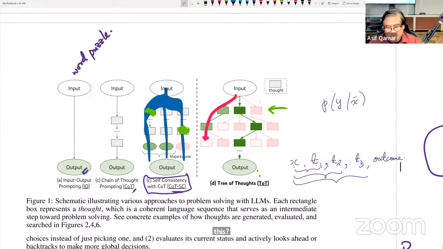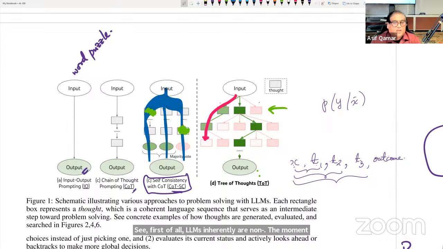The best way to, so yeah, that is something I will talk about, but I'll give you the answer. See, first of all, LLMs inherently are non-deterministic. The moment you start sampling off the softmax, you have thrown determinism out of the window, right? Now the thing is, how do you ask questions that have exactly one answer and get it right? These are means to do that.